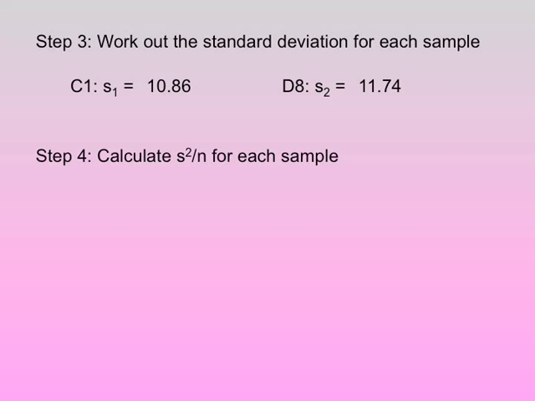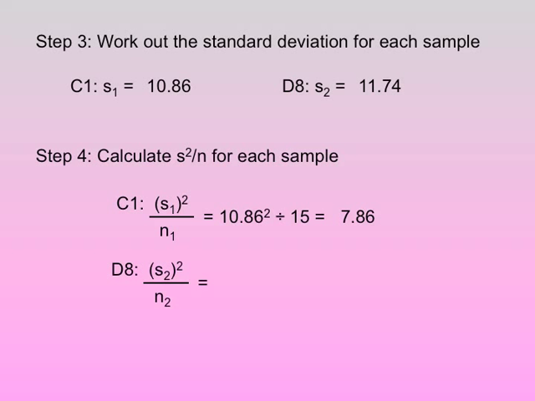Okay, so step 4 is to calculate the squared standard deviation divided by the number of students for each sample. For class C1, this value is 10.86 squared divided by 15, and that gives us 7.86. For class D8, it's the same thing: 11.74 squared divided by 15, and that's 9.19. You can always check these numbers in your calculator, follow these calculations to make sure that you know how to use your calculator first of all, and then to make sure that I am doing the calculations correctly.